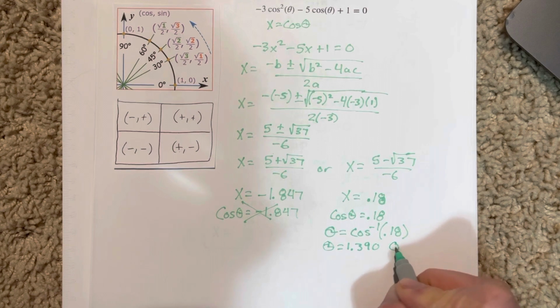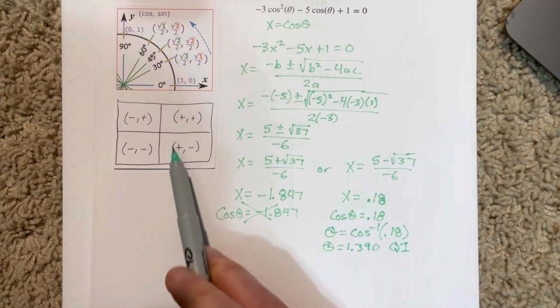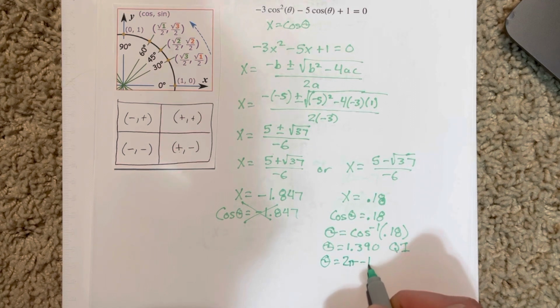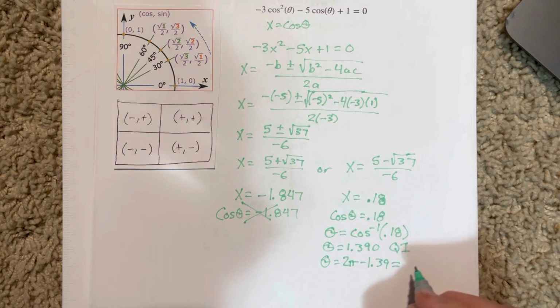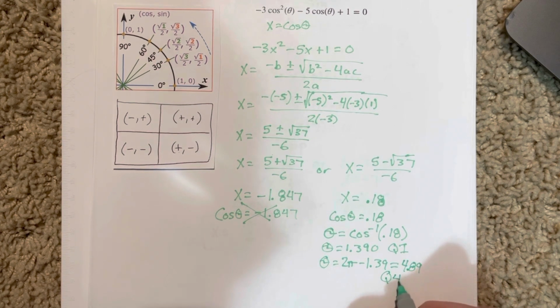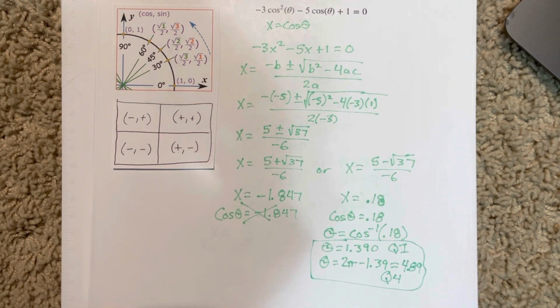Now I'm going to slide up a little bit because that's the first quadrant. So this is quadrant 1. Cosine is positive in quadrant 1 and quadrant 4 here. So I need to find it in quadrant 4. So I'm going to do theta is equal to 2 pi minus 1.39. So if I do 2 pi minus 1.39, I get 4.893, so 4.89. This is quadrant 4. So my two solutions would be 1.39 and 4.89.